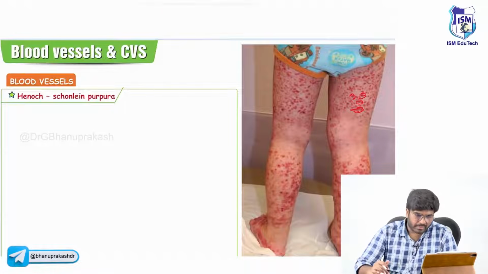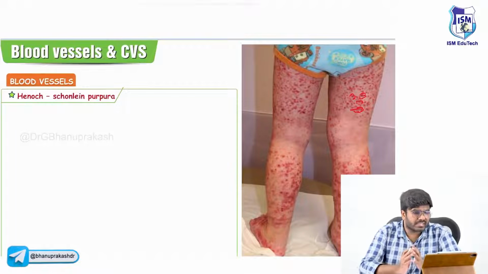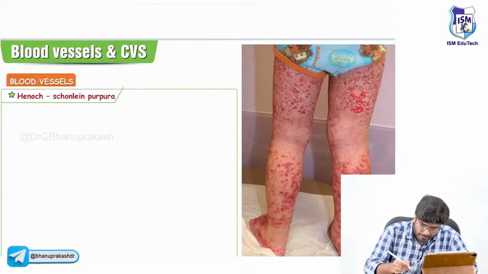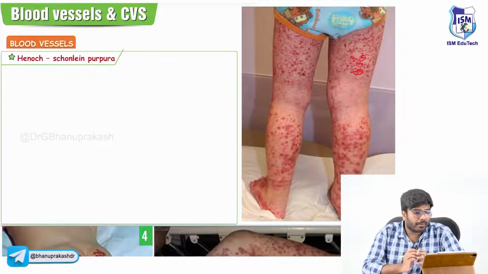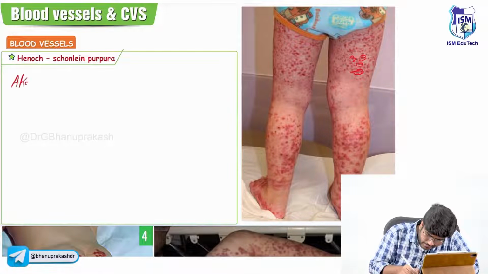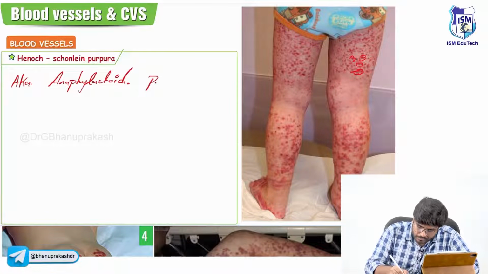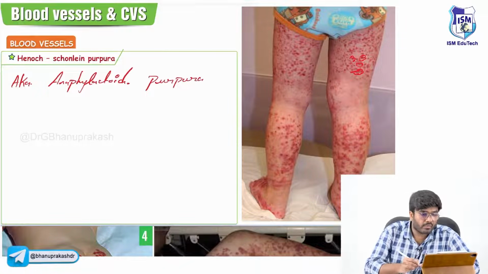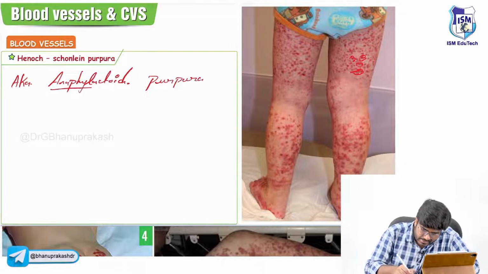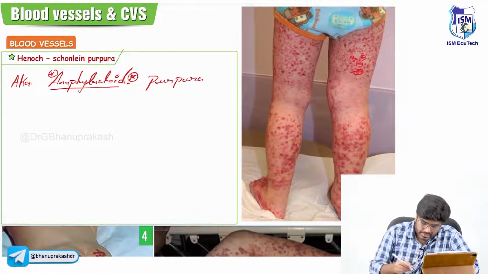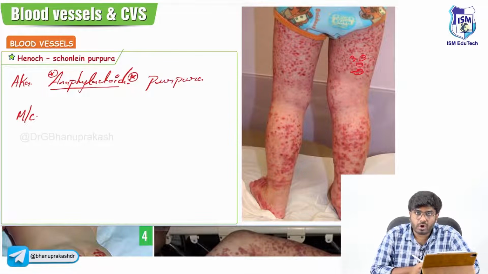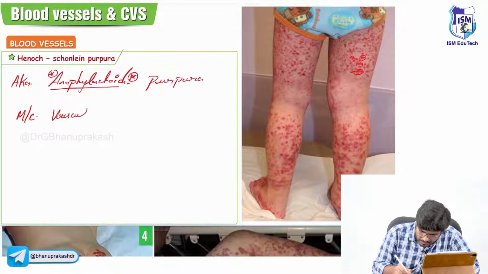Now let me write the important points one by one. The condition which I am going to discuss here is called Henoch-Schönlein purpura. What is the other name? Also called anaphylactoid purpura. Anaphylaxis means allergy. See, this is the most common MCQ: the most common vasculitis in children.